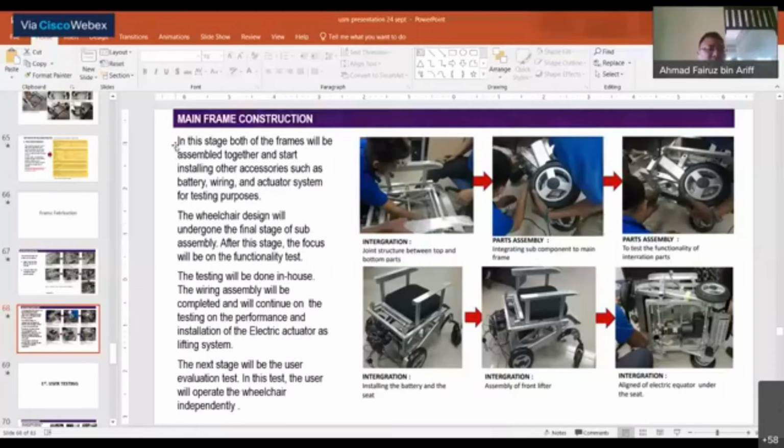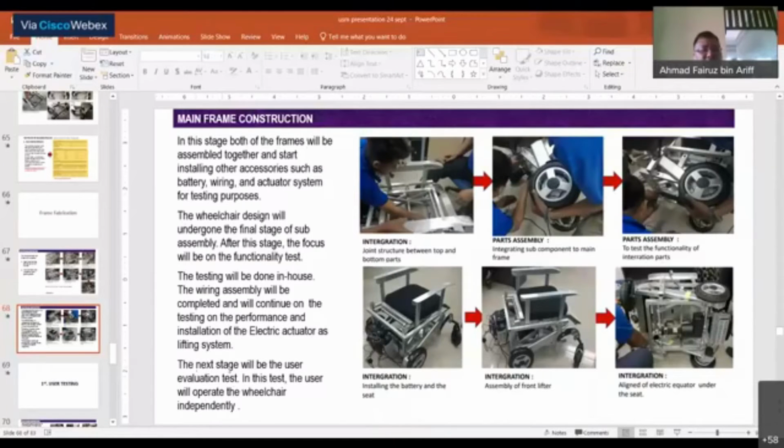In the framing construction stage, both frames will be assembled together and the accessories such as battery, wiring, and actuator system will be installed for testing purposes. The wheelchair design will undergo the final stage of sub-assembly. After this stage, the focus will be on the functionality test. The testing will be done in-house. The wiring assembly will be completed, and testing and performance will continue with the installation of the electric actuator as the lifting system.